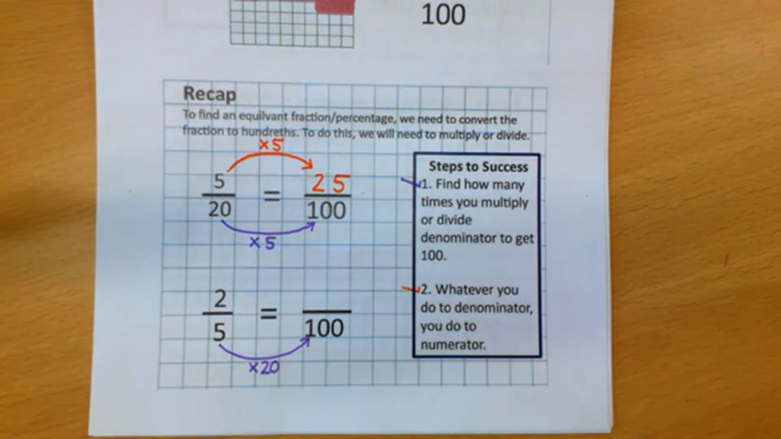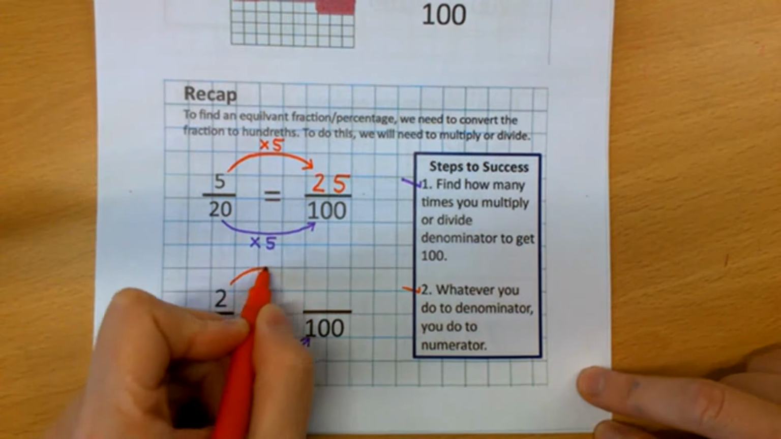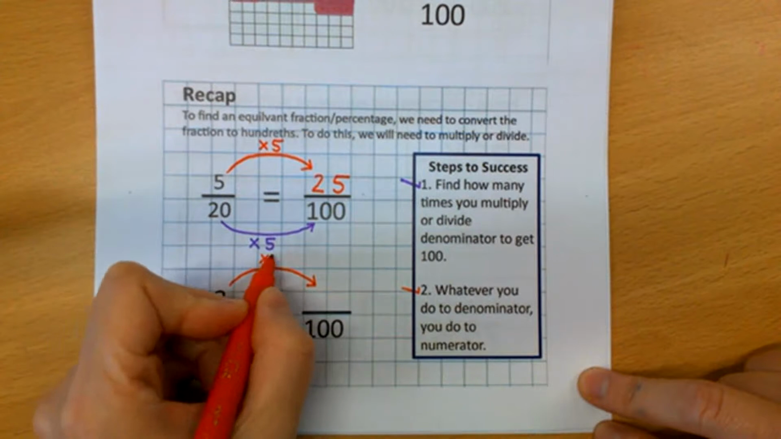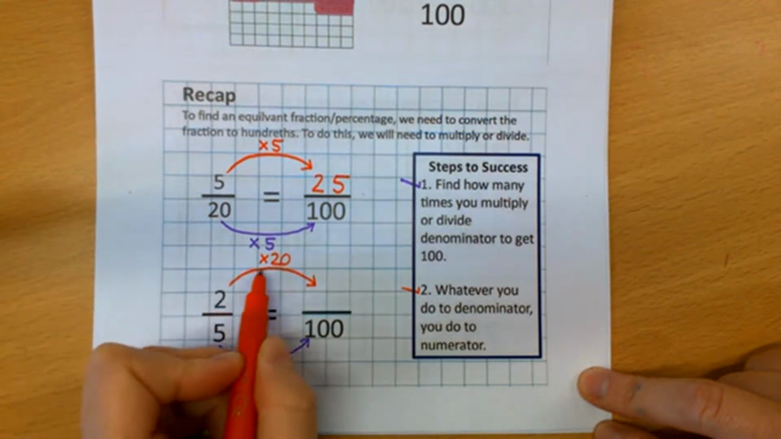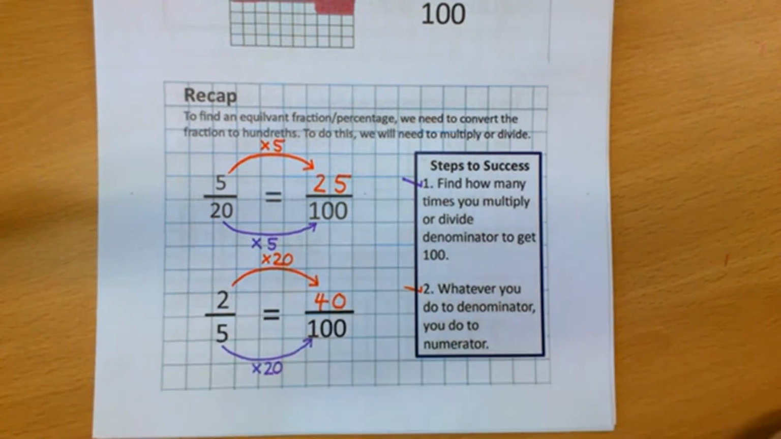Now, can you read out the second step for me? Okay, so I've multiplied my denominator by what? Good, 20. So now I'm multiplying my numerator by 20 as well. 2 times 20 equals 40. So the equivalent of 2/5 is 40 hundredths. Well done.